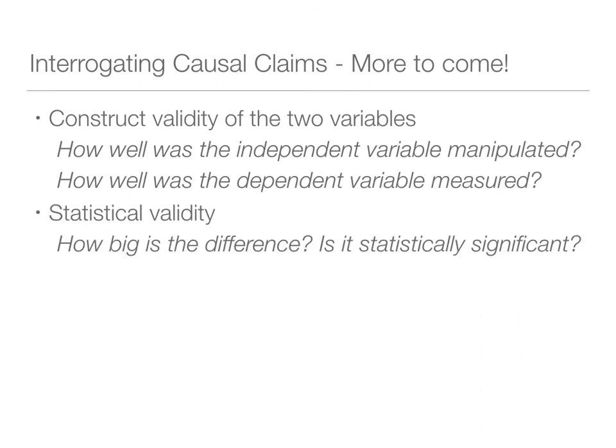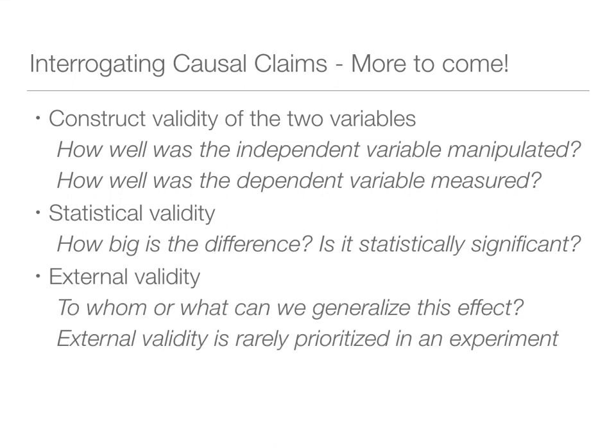How big is the difference? Is that difference between our two groups statistically significant? That's what we're going to do with t-tests. That's what we're going to do with ANOVAs. We're saying how big is the difference, and would we have found that difference due to chance? Are you using the right test? Are you using the most conservative test? Are you using a least conservative test? These are the kinds of things that we're going to talk about when we get to t-tests and ANOVAs. External validity. Again, can we generalize this effect?